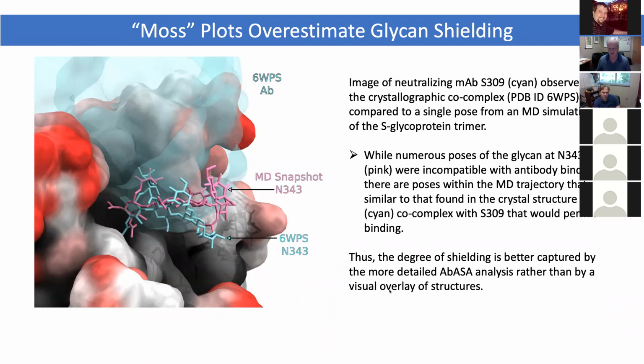So the averages we get, the sequence plots where we color it in different shades of blue, that's accurate because that's based on the average behavior. But the visual of having a bunch of moss on the surface overemphasizes the apparent shielding of the protein.